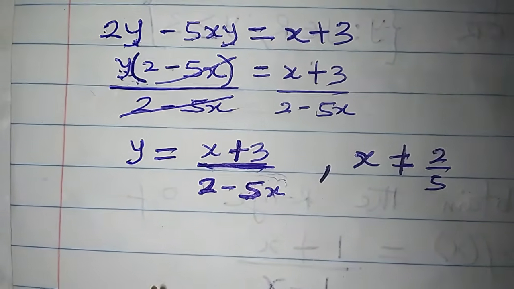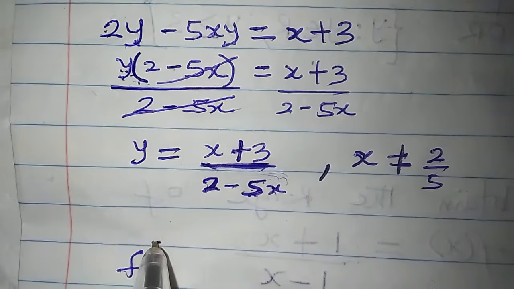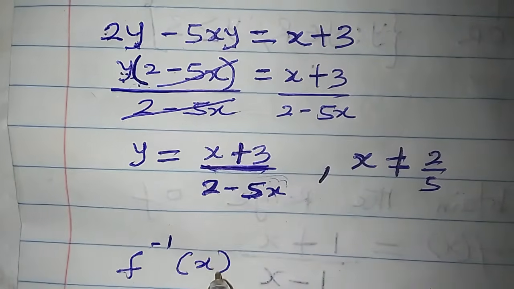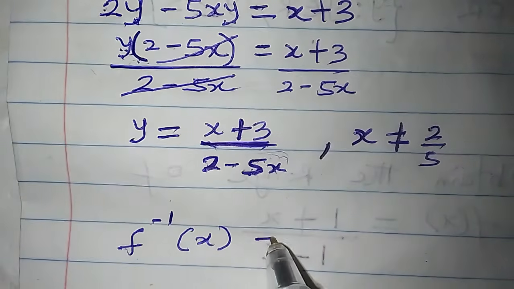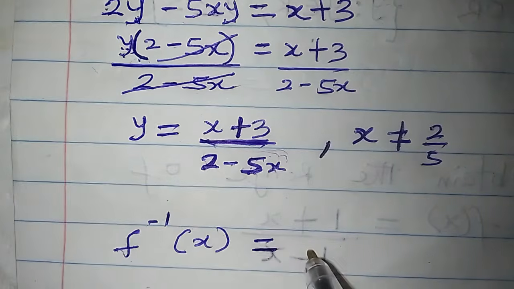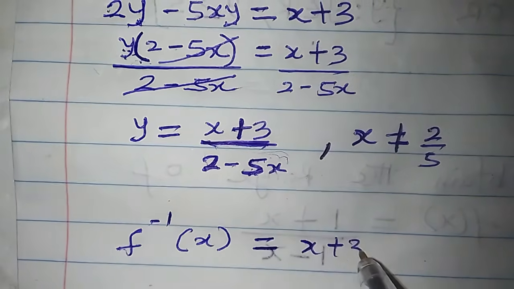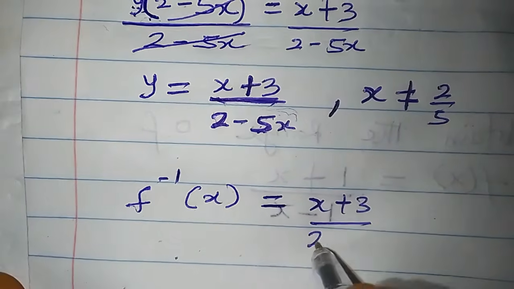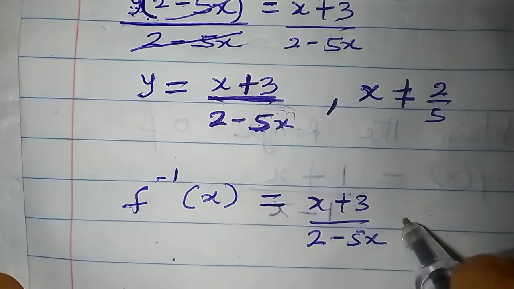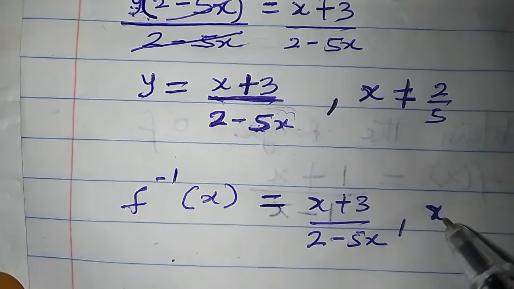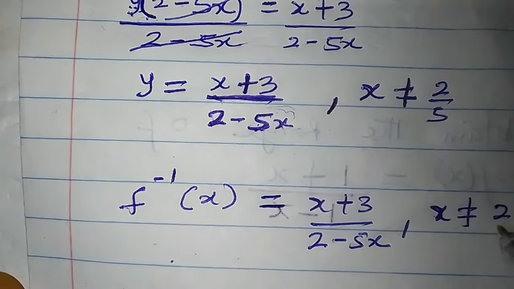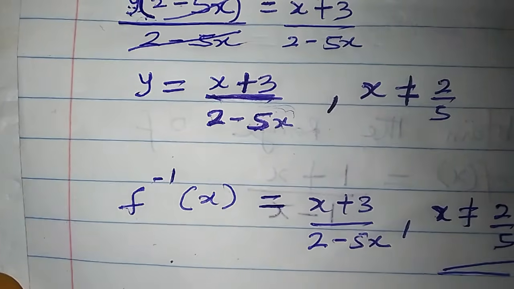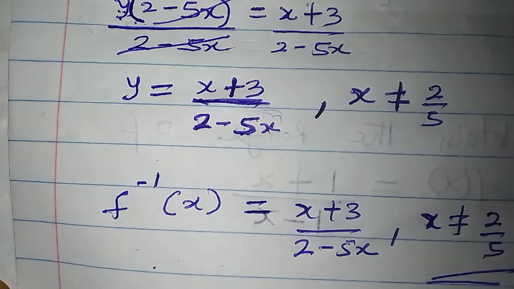So therefore the inverse, f inverse of x is equal to x plus 3 upon 2 minus 5x, comma, x is not equal to what? 2 all over 5. This must be noted, okay?